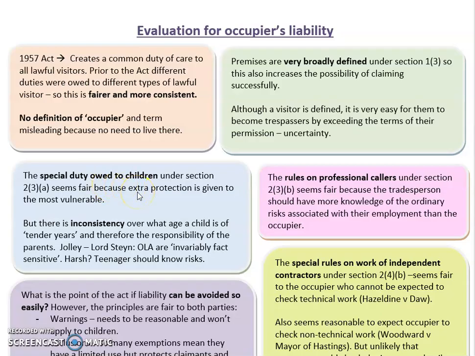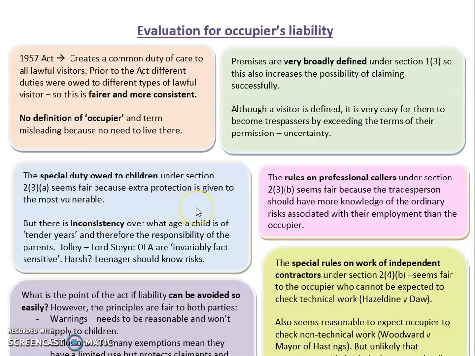So if you remember in the case of Phipps v Rochester, it was held that younger children should primarily be the responsibility of parents rather than of the occupier. But older children are less susceptible to harm than younger children, and we can have inconsistencies where the level of care is going to depend on the nature of the risk, the age, and the awareness of the child involved.